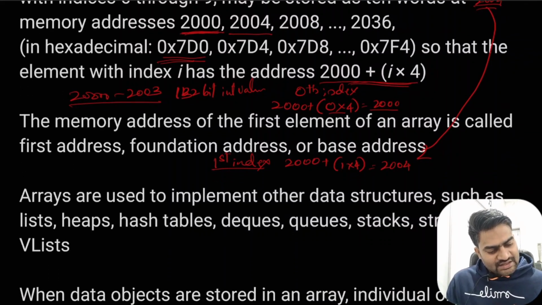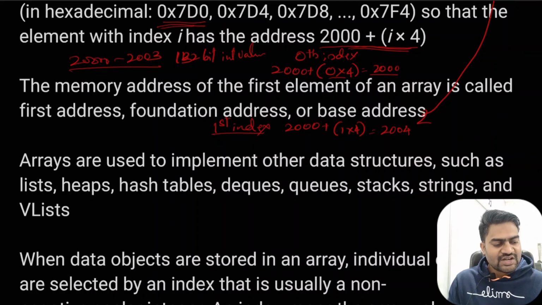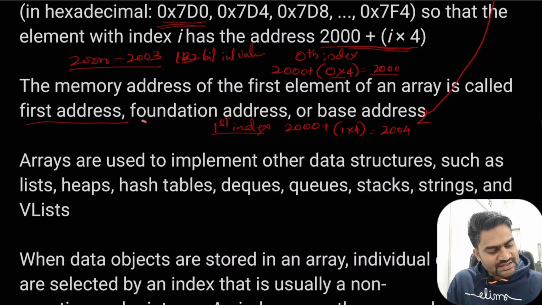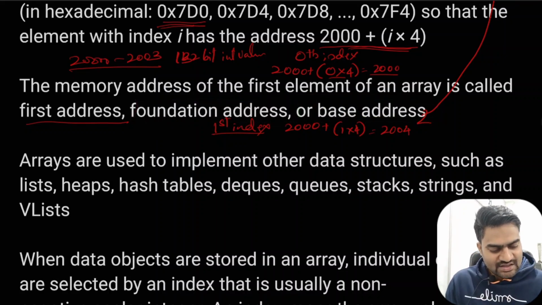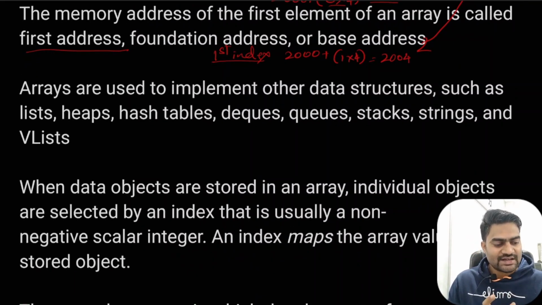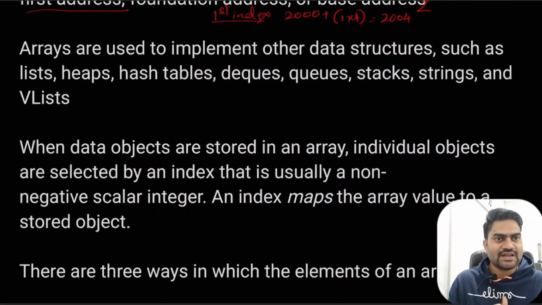Okay. Next point, the memory address of the first element of an array is called the first address, or the foundation address, or the base address. That's what we normally call it. Now, arrays are used to implement other data structures such as lists, heaps, hash tables, dequeues, queues, stacks, and so many things which we will learn eventually, but we just need to keep this in mind: we will use arrays to implement other data structures.